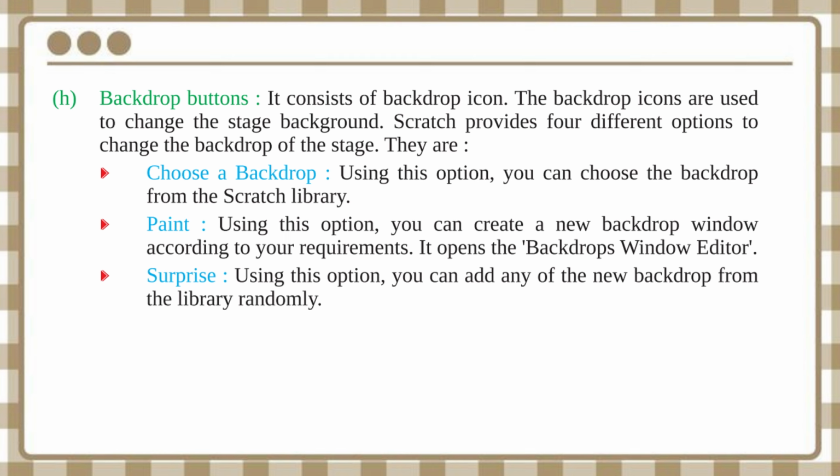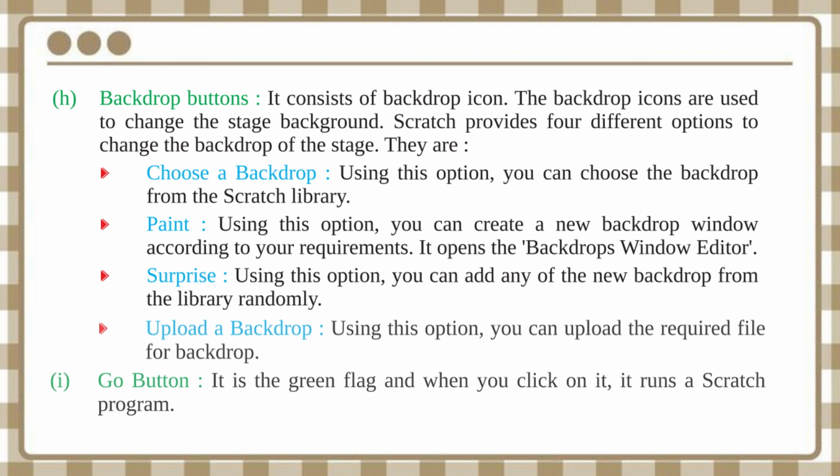Using this option, you can choose the backdrop from the Scratch library. Paint. Using this option, you can create a new backdrop according to your requirements. It opens the Backdrops window editor. Surprise. Using this option, you can add any of the new backdrops from the library randomly. Upload a backdrop. Using this option, you can upload the required file for the backdrop.